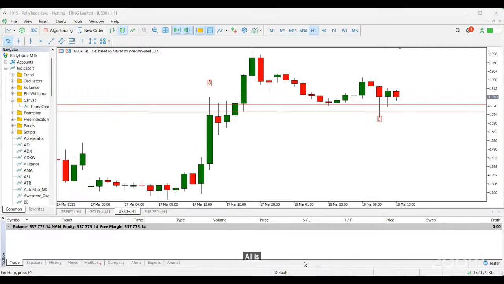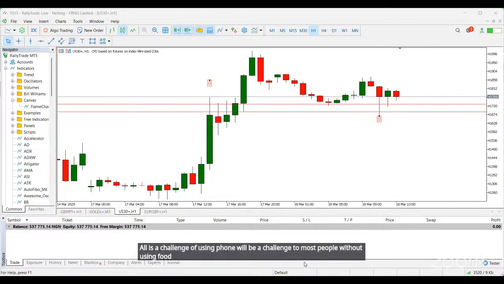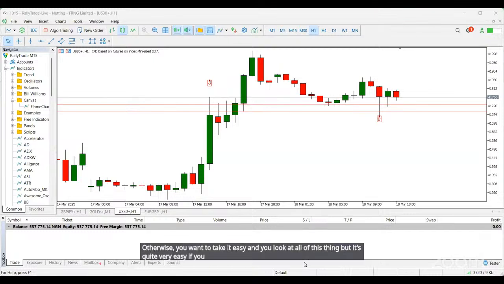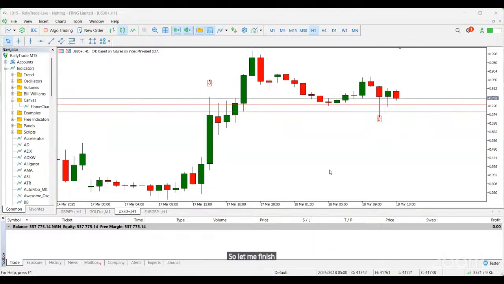Using a phone could be a challenge to most people, except you are very fast with your phone. Otherwise, you want to take it easy and look at some of these things. But it's quite easy if you're using a phone and you know how to plot some of these small lines on your chart. So let me permit Razvan to come back and fill us in on more.